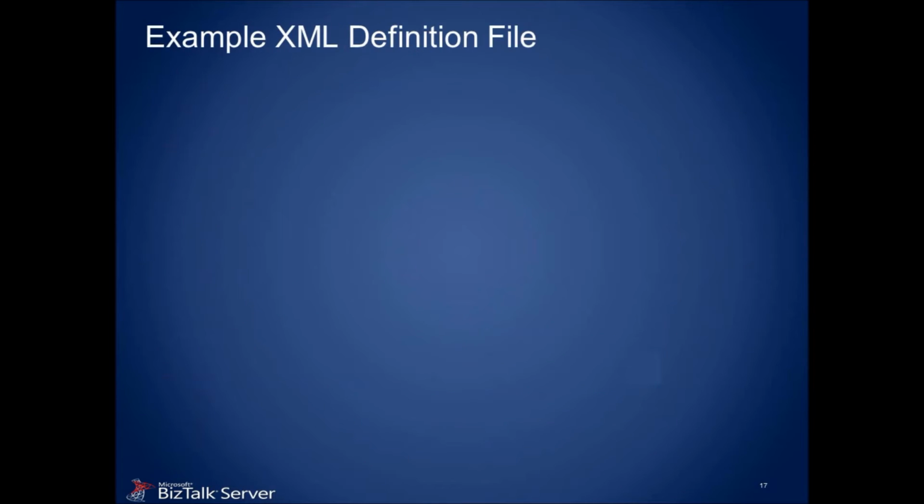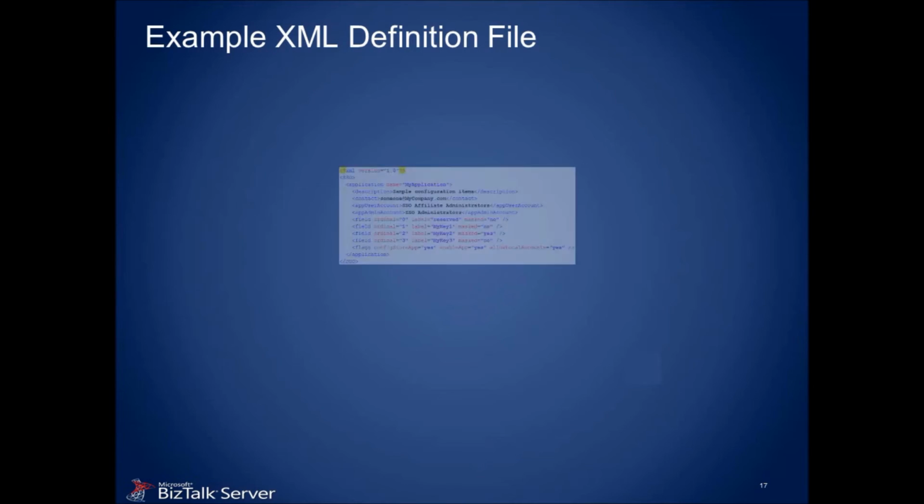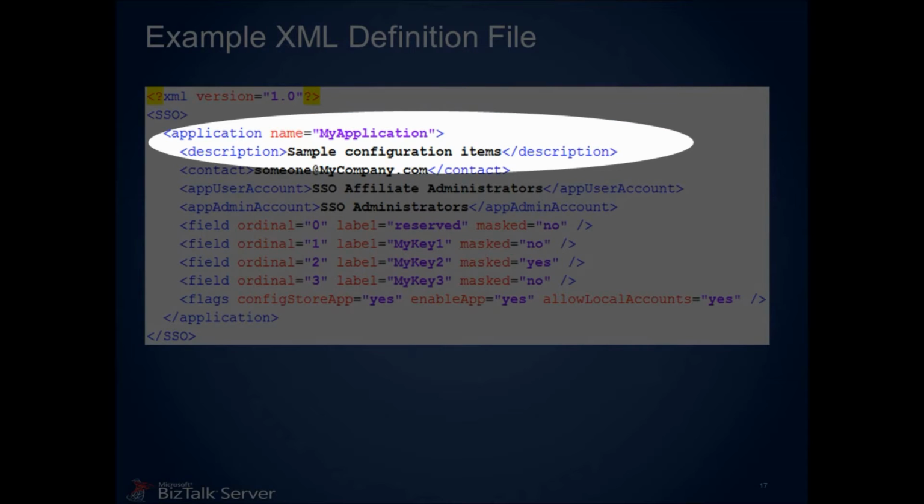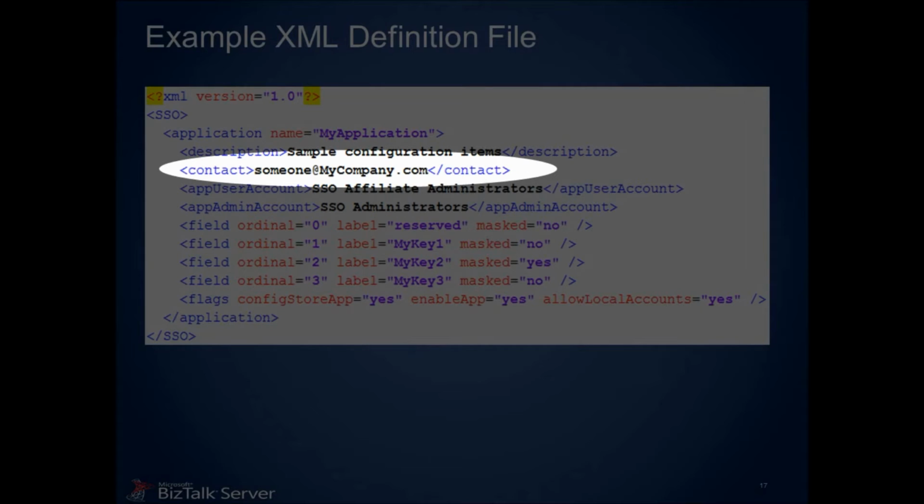When you use the SSO Manage utility to create an application, you need to pass it the path to an XML file that defines the application structure. Here's a sample file. Let's go through and take notice of some of the attributes. First, we have some obvious attributes and elements that describe the application, including the name. Then we have a contact detail, which should be in the form of an email address. The intention, I suppose, is to give users some idea of who's responsible for supporting this application.